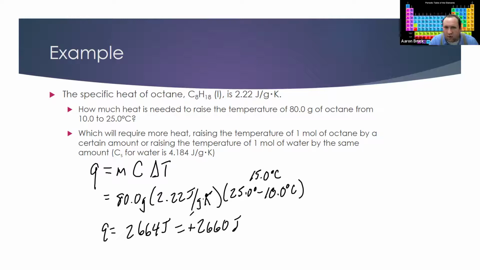This is an endothermic process. And it makes sense because we are raising the temperature. That means that heat is going to have to come into the system to cause the temperature to go up. So we'll skip the second question because it's not as relevant to this particular lab. But that's kind of the calculation that you're going to be doing in this experiment, these m c delta T kinds of calculations.